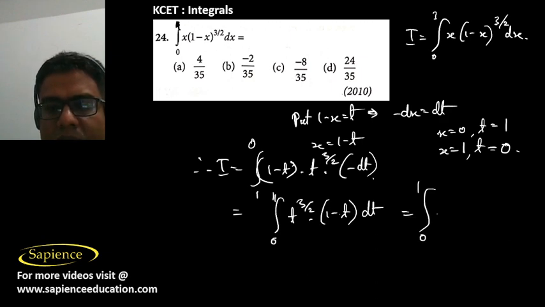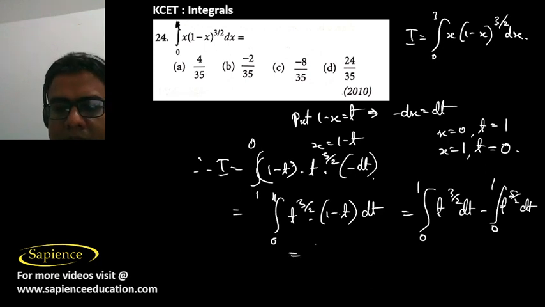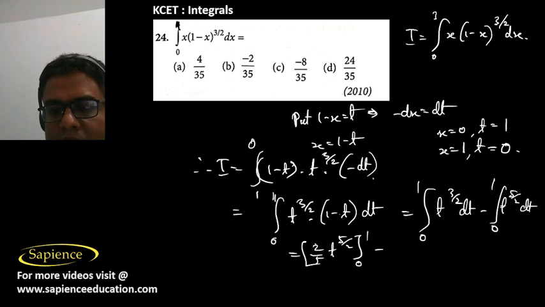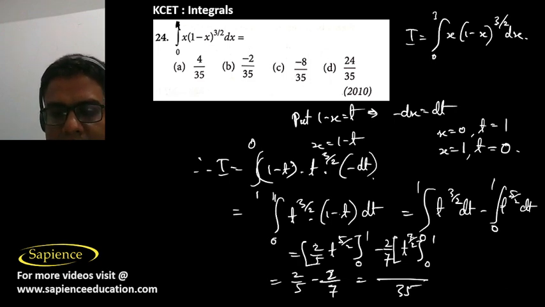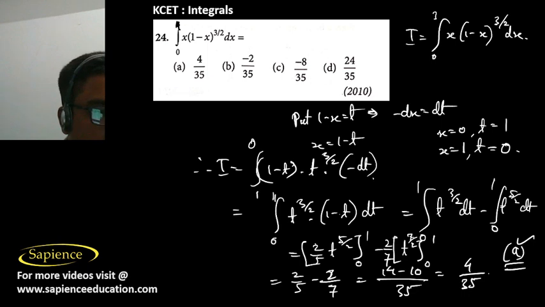So this will be integral 0 to 1 t power 3 by 2 dt minus integral 0 to 1 t power 5 by 2 dt. So this will be 2 by 5 t power 5 by 2, going from 0 to 1, minus 2 by 7 t power 7 by 2 whole, and it will go from 0 to 1. So this is 2 by 5 minus 2 by 7. So 5 7s are 35, and 7 2s are 14 minus 5 2s are 10, which is 4 by 35. Which is option A is the correct answer.